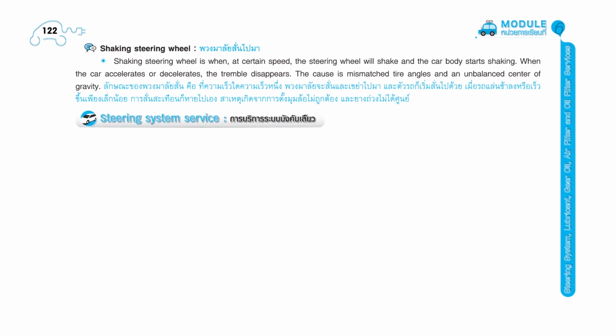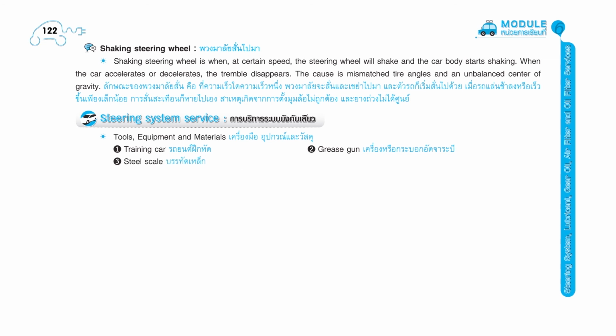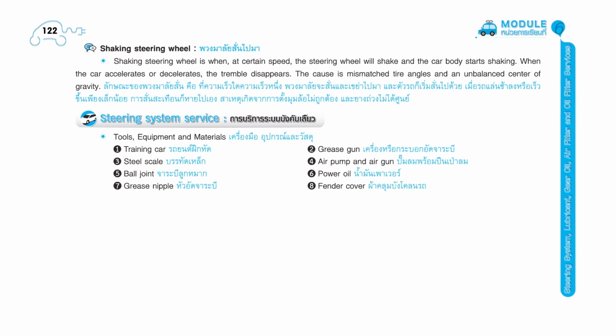Steering system service. Tools, equipment, and materials. 1. Training car. 2. Grease gun. 3. Steel scale. 4. Air pump and air gun. 5. Ball joint. 6. Power oil. 7. Grease nipple. 8. Fender cover. 9. Hand towel.